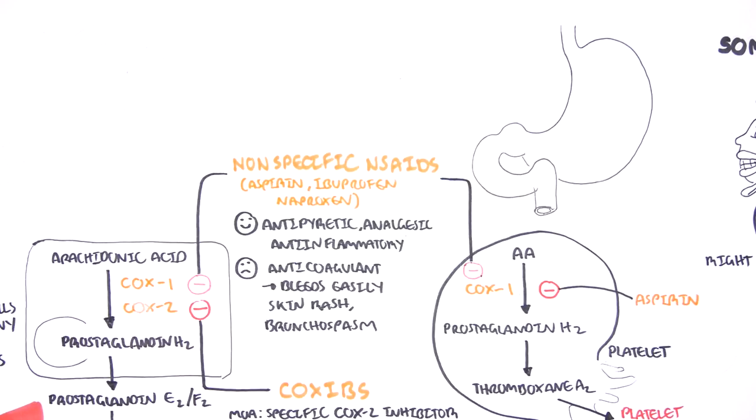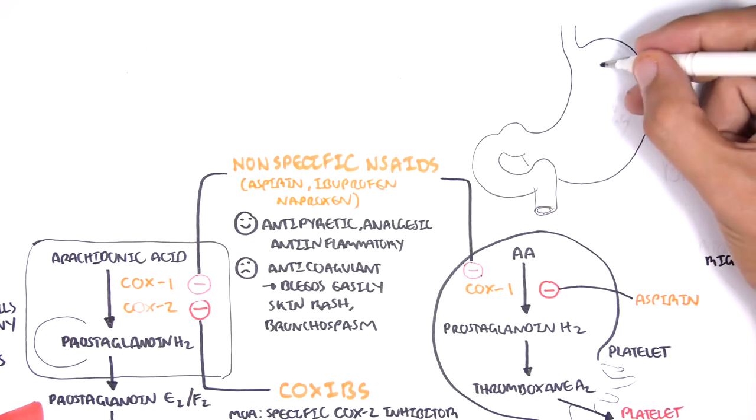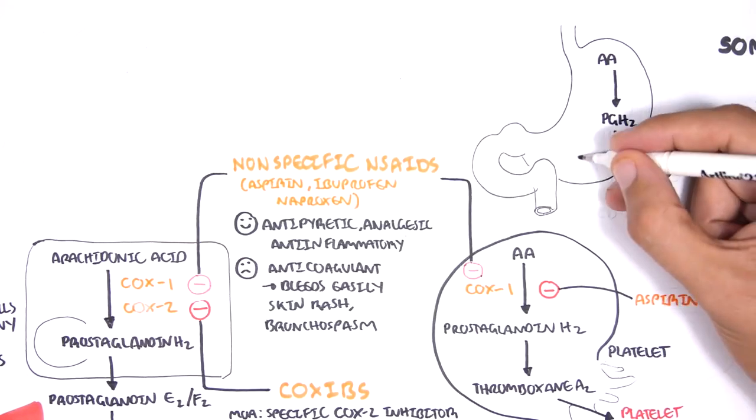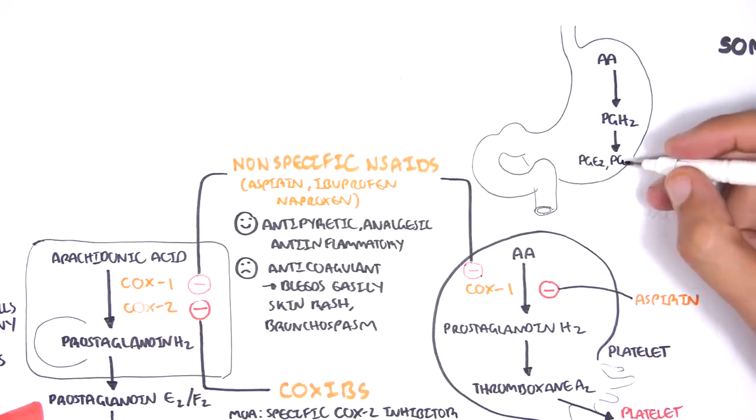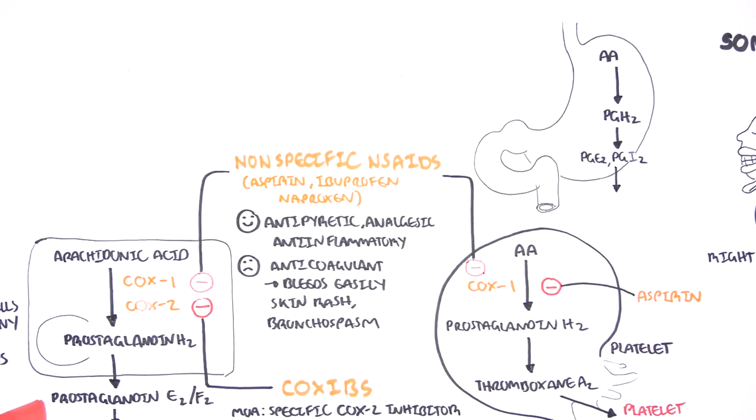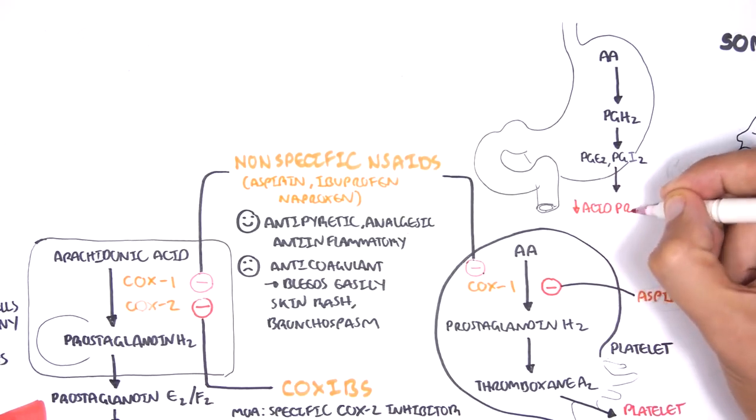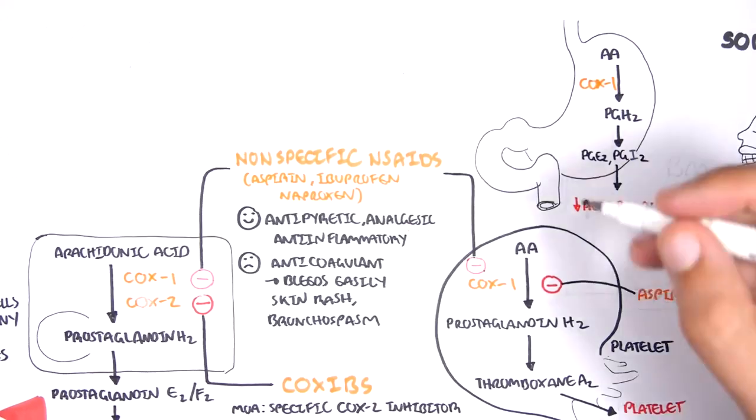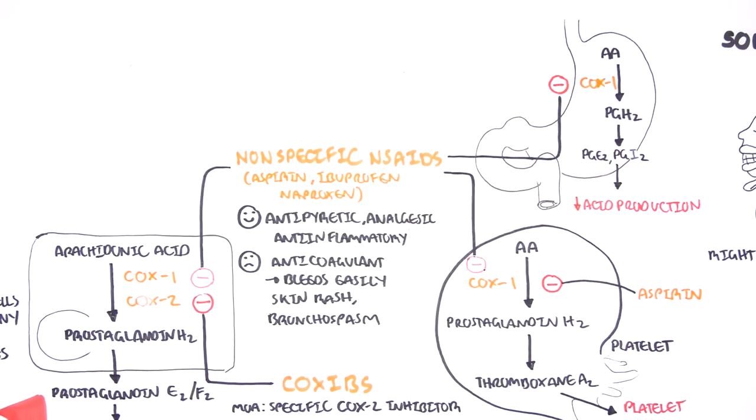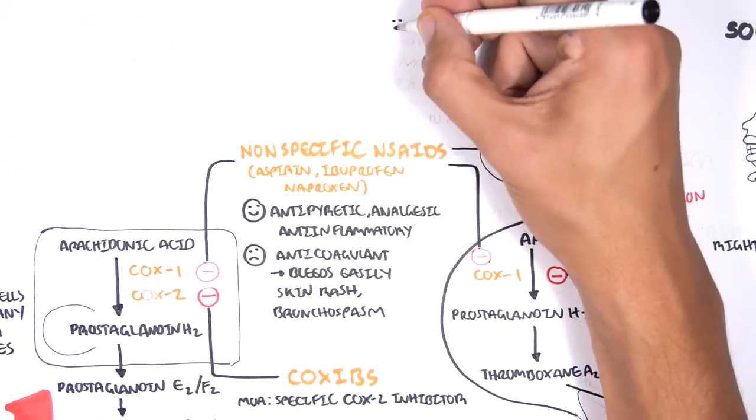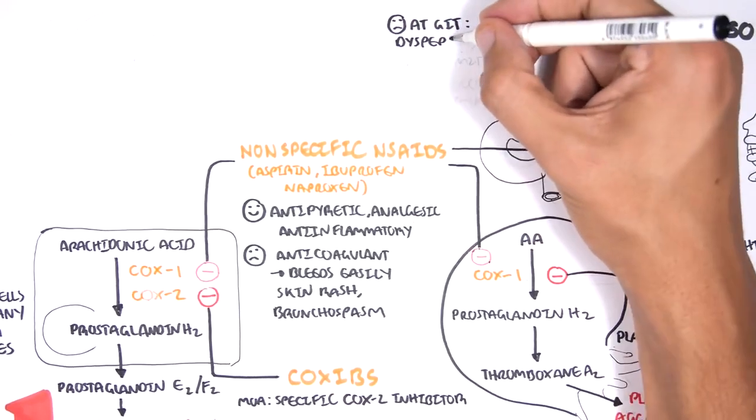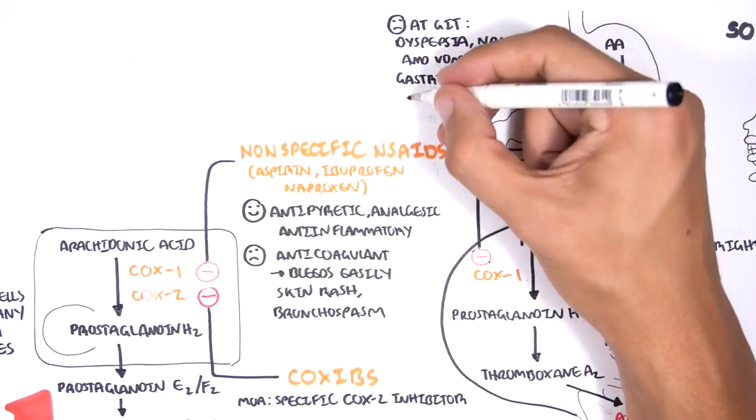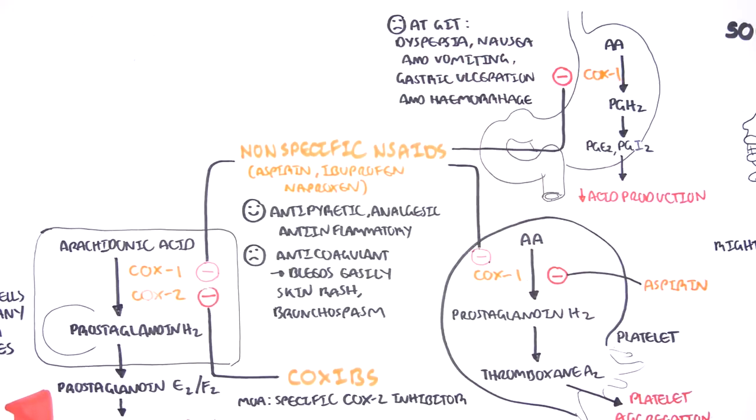In the stomach, for example, COX-1 converts arachidonic acid to prostaglandin H2, which then forms prostaglandin E2 and prostaglandin I2. These prostaglandins actually help decrease acid production in the stomach. And so by inhibiting COX-1 here, you are essentially allowing more acid to be produced in the stomach. So side effects include dyspepsia, nausea and vomiting, gastric ulcers, and hemorrhage are potential long-term high-dose consequences.